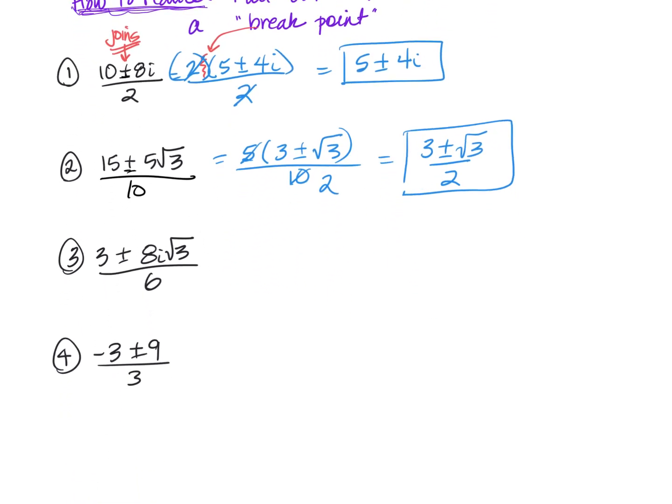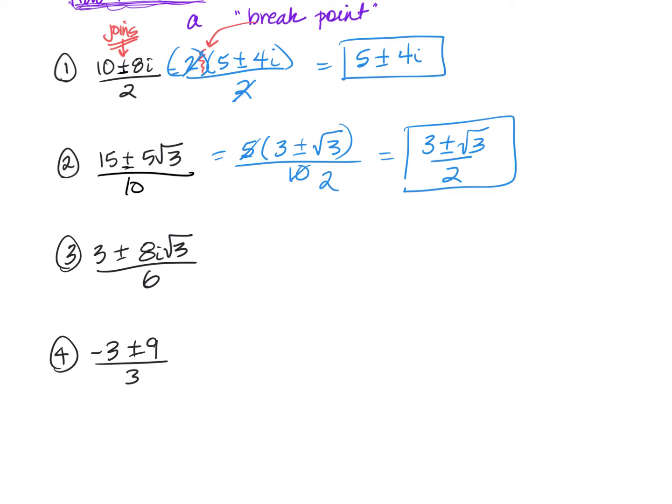So look at number 3. 3 plus or minus the square root of 8 over 6. Now, there is no GCF in the numerator here. I don't see anything I can factor out of both terms, so that means I really can't reduce. So just keep that in mind: if there's no GCF across the top, it means no reducing.